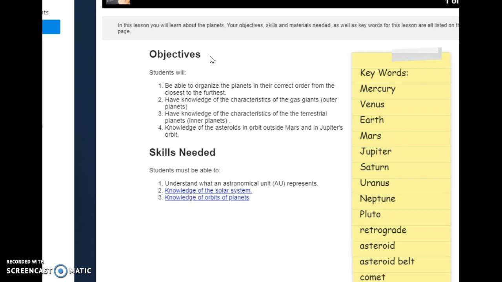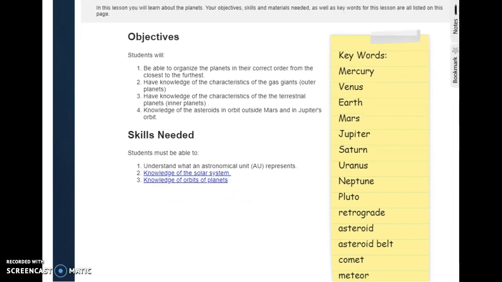Alright, so this past Friday, you guys talked about planets, so I want to discuss planets with you today, but I want to just quickly go over these objectives and point out some of these keywords. So the objectives: be able to organize the planets in their correct order from the closest to the furthest, have knowledge of the characteristics of the gas giants, which are the outer planets, have knowledge of the characteristics of the terrestrial planets, which are the inner planets, and then knowledge of the asteroids in orbit outside Mars and in Jupiter's orbit.